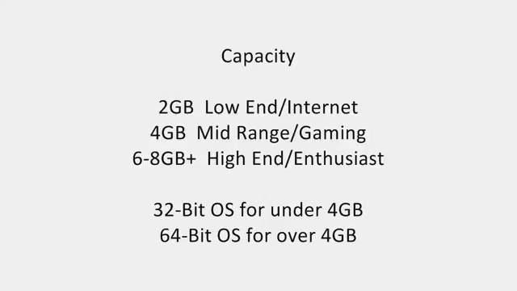If your system's going to be running under 4 gigabytes of memory, a 32-bit operating system will be fine. If you're running over 4 gigabytes of memory, you're going to look into a 64-bit operating system to be able to access all of that memory.